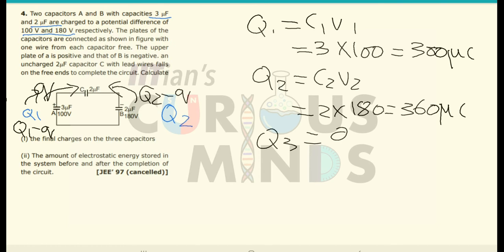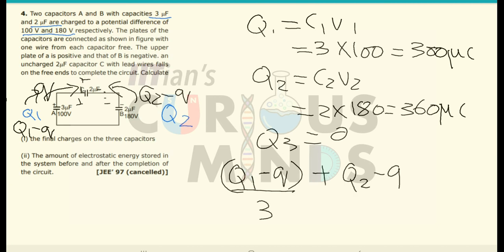So in this case, if I apply the Kirchhoff's law, this will be positive and over here negative. So it will be equal to Q1 minus Q divided by 3, that is the total voltage over here, plus Q2 minus Q divided by 2 will be equal to Q divided by 2. I am applying the Kirchhoff's law in order to get the total charge.